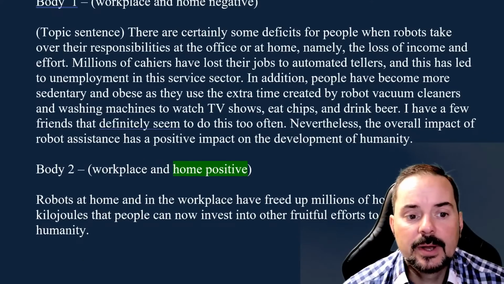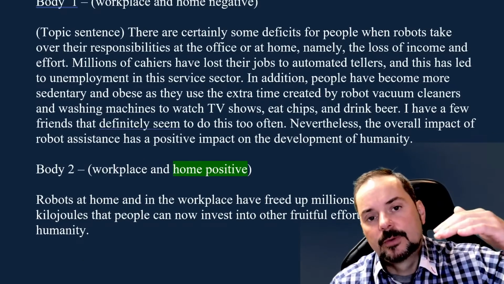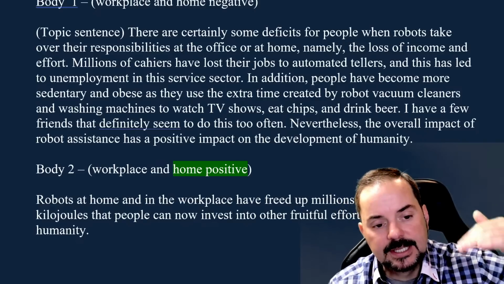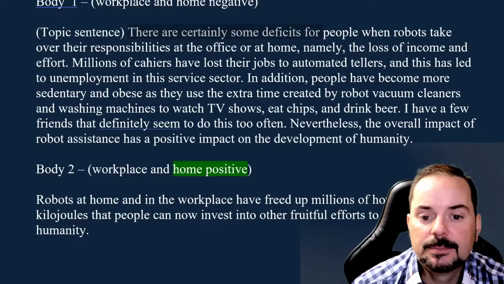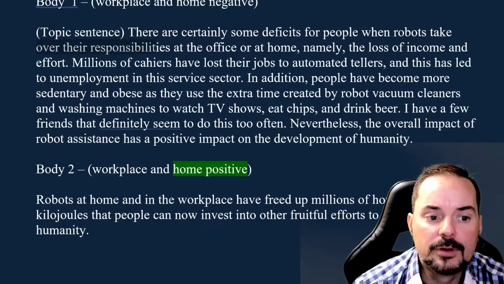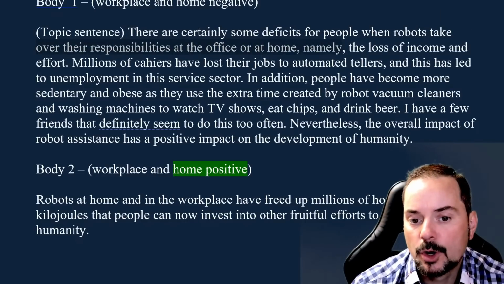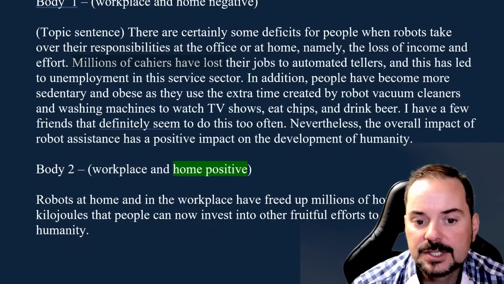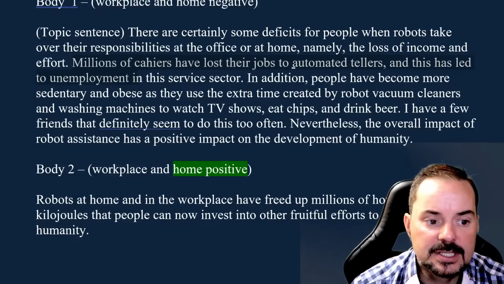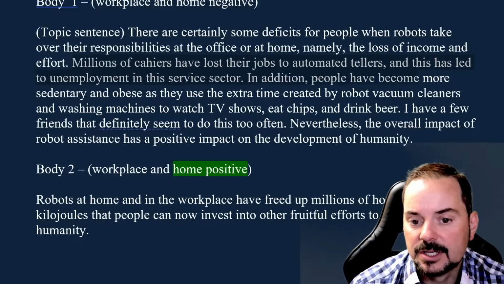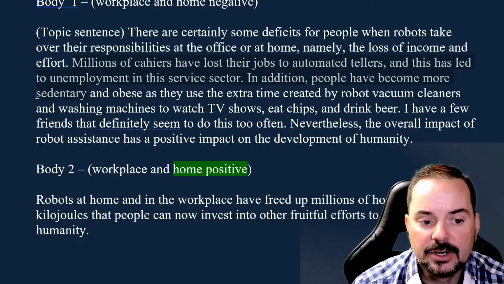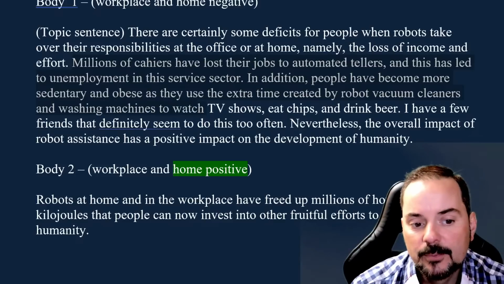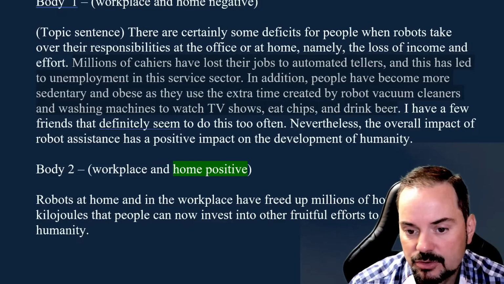Body 1, what did I write? So always think about your structure, right? So body 1, I wrote topic sentence, explanations, examples. So here, there are certainly some deficits for people when robots take over their responsibilities at the office or at home, namely the loss of income and effort. Millions of cashiers have lost their jobs to automated tellers, and this led to unemployment in the service sector. In addition, people have become more sedentary and obese as they use the extra time created by robot vacuum cleaners and washing machines to watch TV shows, eat chips, and drink beer.